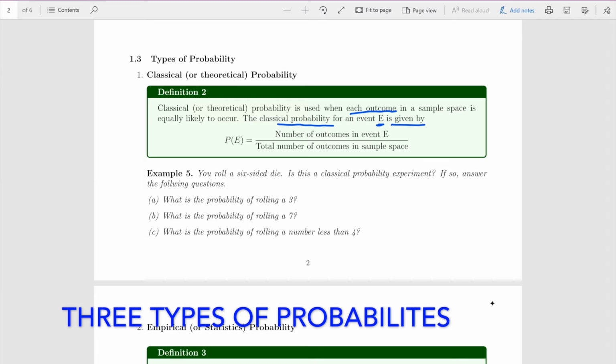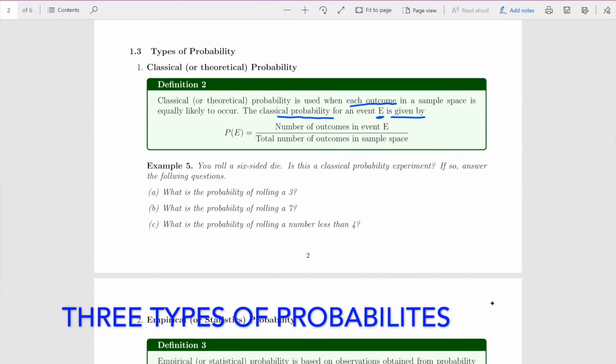So let's look at example number 5. Roll a 6-sided die. This is a classical probability because if you roll a die, the chance of each of the sides showing up is equal. The chance of each side showing up after one roll is equal. So then you can answer the questions. What is the probability of rolling a 3? Rolling a 3 is an event, and it only has one outcome, which is a 3.